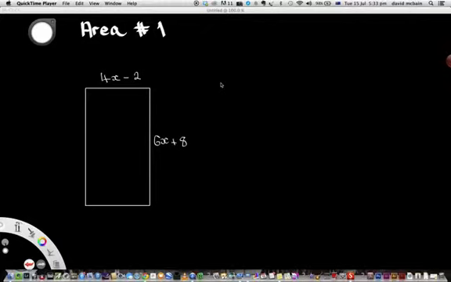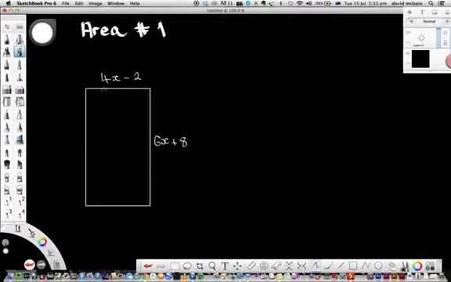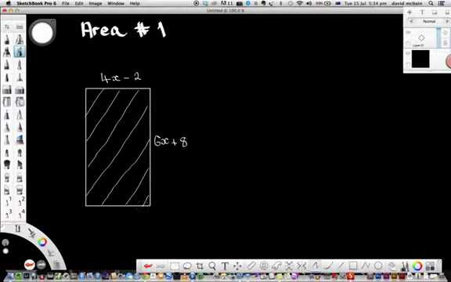Okay, so now we're going to do an example about area. Now, area is the region enclosed by a shape. So the area of this rectangle, for example, is the total number of, I suppose, little squares you might fit in that.